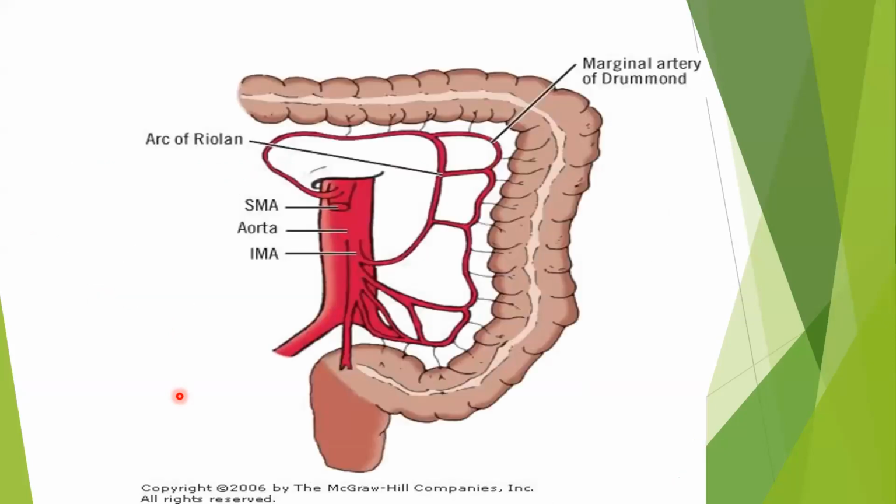This picture shows the communication between the superior and inferior mesenteric arteries. Here is the marginal artery of Drummond, which is located on the inner aspect of the colon. And this is the arc of Riolan, which is a communication between the superior middle colic artery and the inferior mesenteric artery.